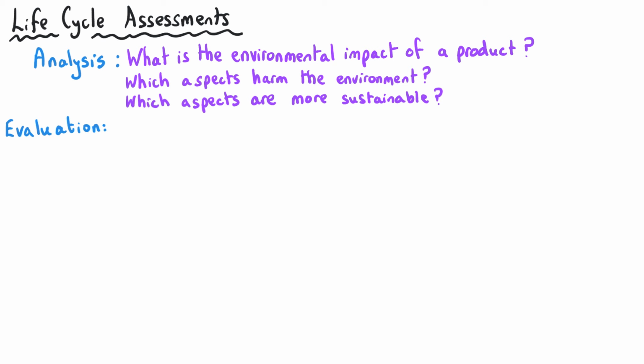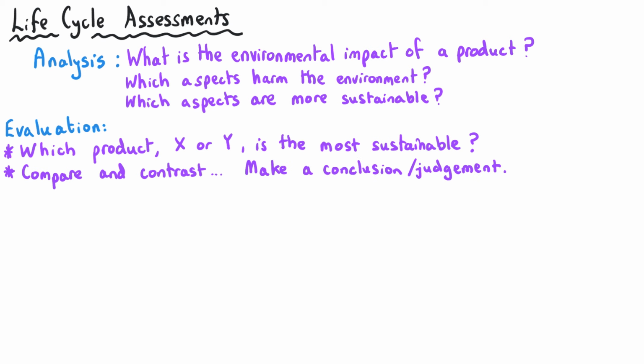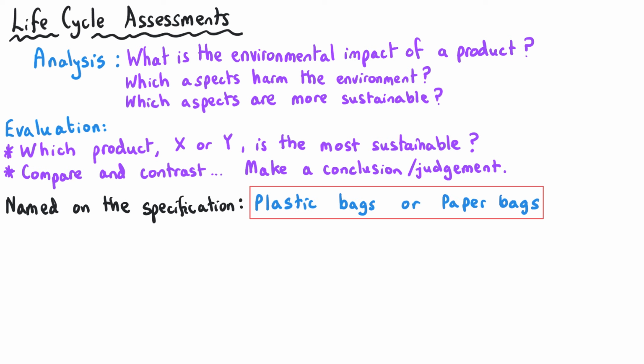Or, more likely, you might be asked to evaluate the choice of one product over another in terms of their impact on the environment. So this is a comparative life cycle assessment, in which case you're going to be required to make a judgment. And there is one example that is named on the GCSE Chemistry specification, which is comparing plastic bags to paper bags. And so we'll look at that in greater depth in a moment.